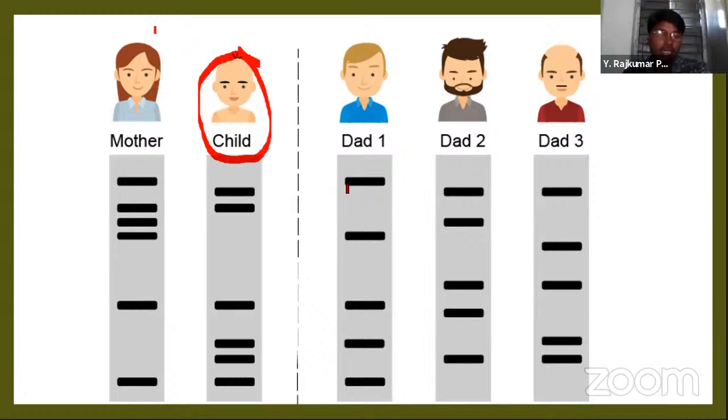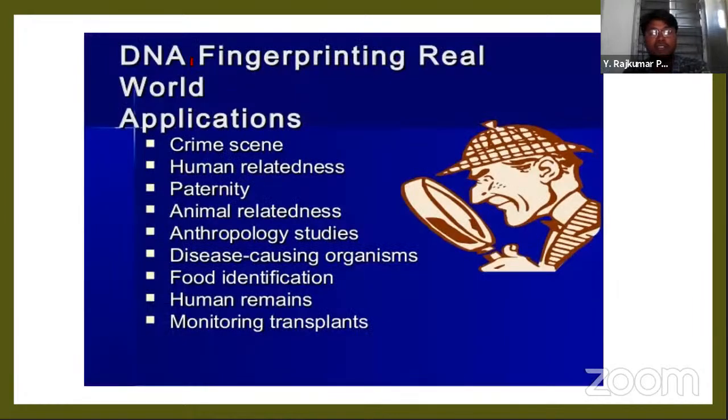So it has this kind of application and it has many other applications also. Let's see what are the different applications of DNA fingerprinting. Let's say it is useful in the crime scene. So if we take any samples from the crime scene, we can take out all those and we can take the complete blueprint of the suspect.